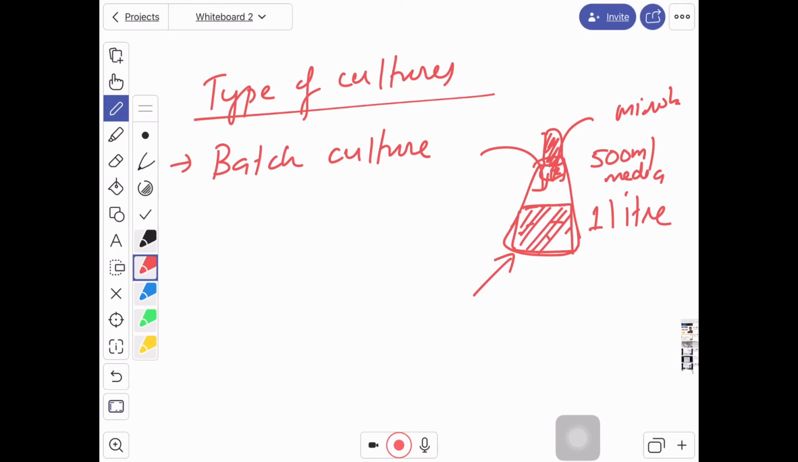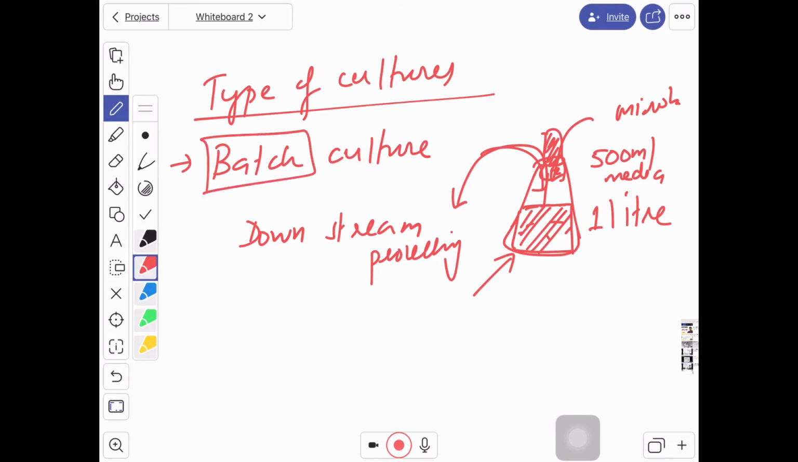Once the culture is completely grown, we will take out all the medium and we will go for downstream processing. So it means we'll take out product from that. Now one batch is over. Now this vessel will be emptied and sterilized. Again a new batch of culture will be introduced to this. Such culturing is known as batch culture.